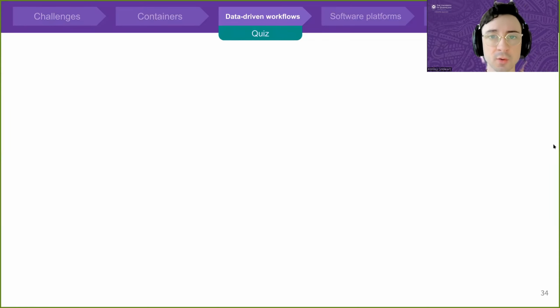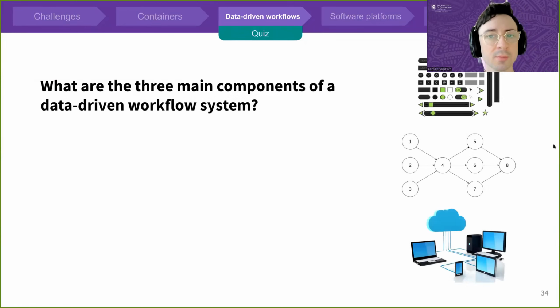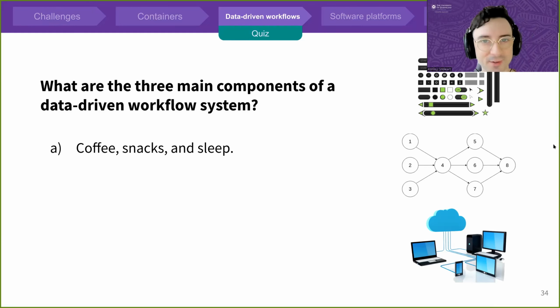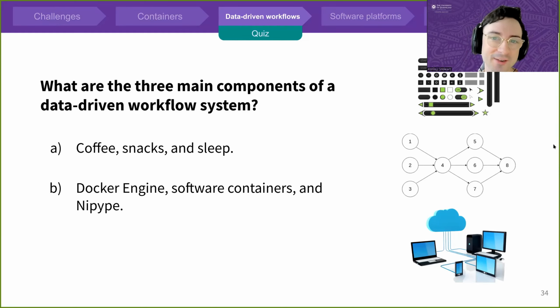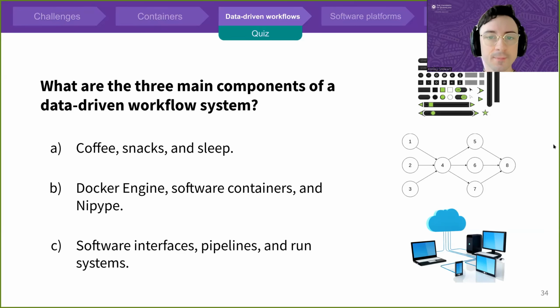So on to another quiz question before the final topic. What are the 3 main components of a data-driven workflow system? Is it A, coffee, snacks, and sleep? That's always a good workflow. B, Docker engine, software containers, and NiPipe? Or C, software interfaces, pipelines, and run systems? I'll give you a little moment to think about it.